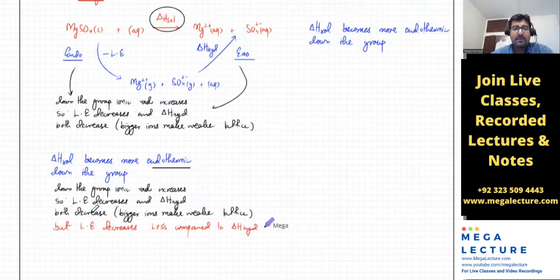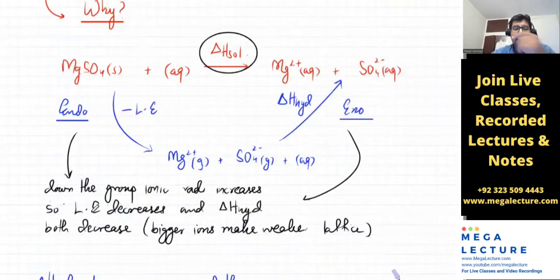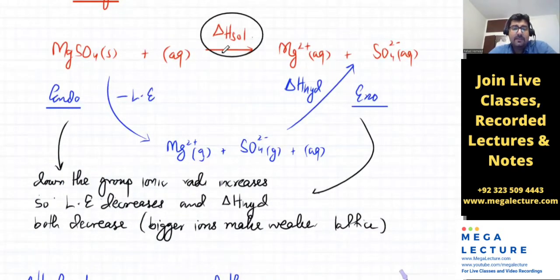So I'm going to explain this one more time. Sulfates become less soluble down the group. That means this thing becomes more and more endothermic. It becomes harder to dissolve it. BaSO4 would be very endothermic. But down the group, you've got bigger ions, so lattice energy and hydration are both decreasing. But since this is becoming more endothermic, the endothermic term is going to be bigger compared to the exothermic.